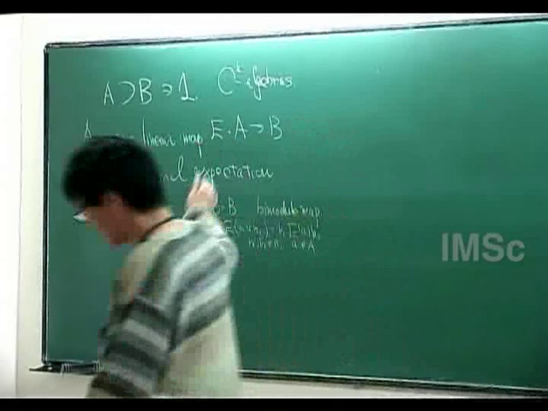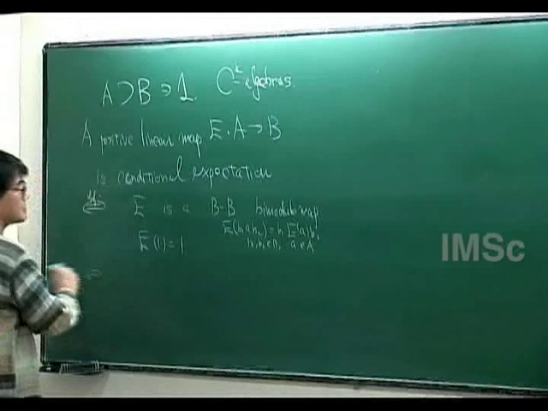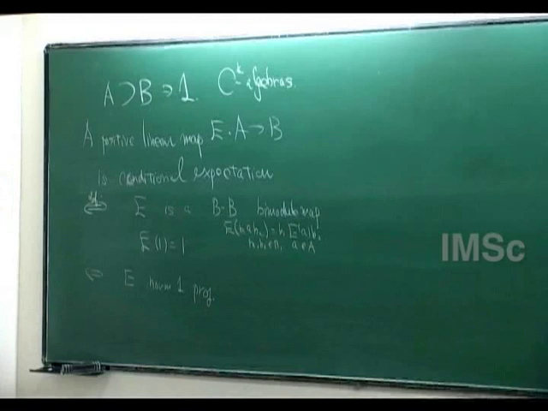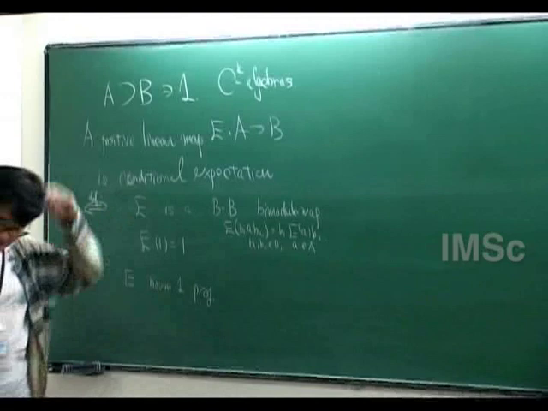So this is the definition of the general conditional expectation. You don't need to assume the existence of a trace. And by the way, it's well known by Tomiyama that this is the same as a norm-one projection in Banach space theory. But it's a deep theory, so let's take this as our definition of the conditional expectation.